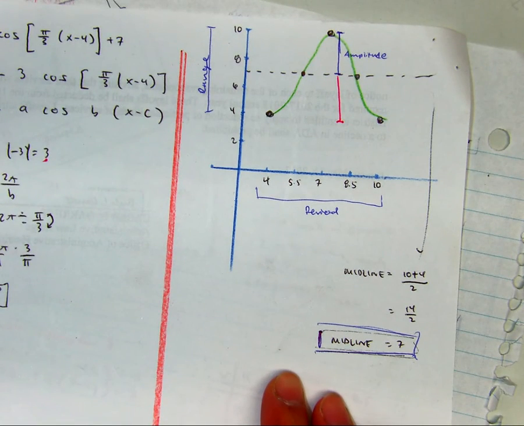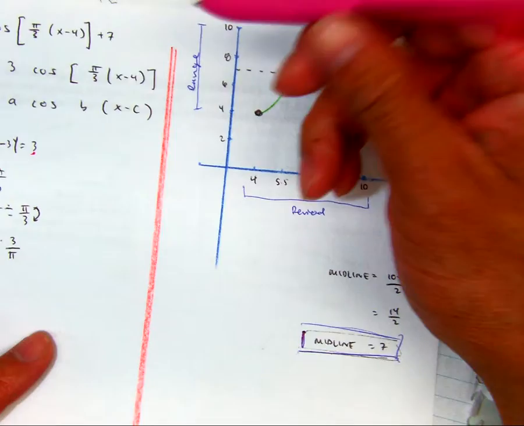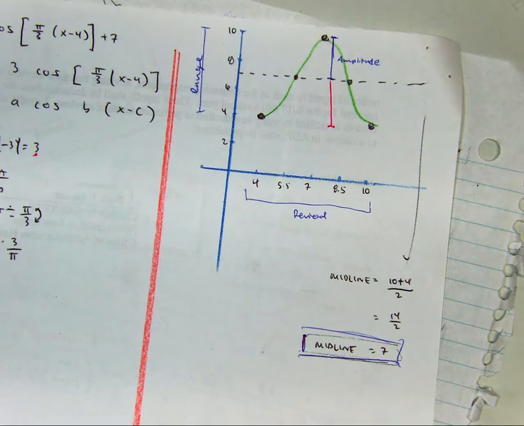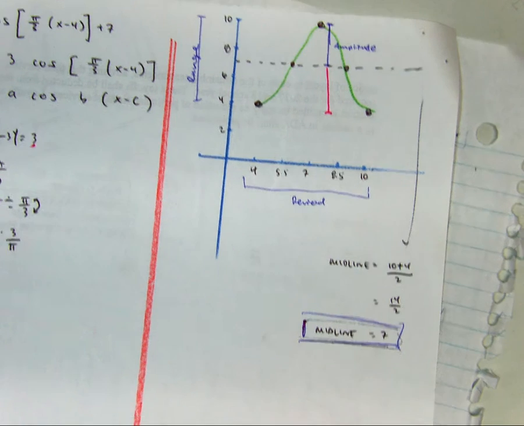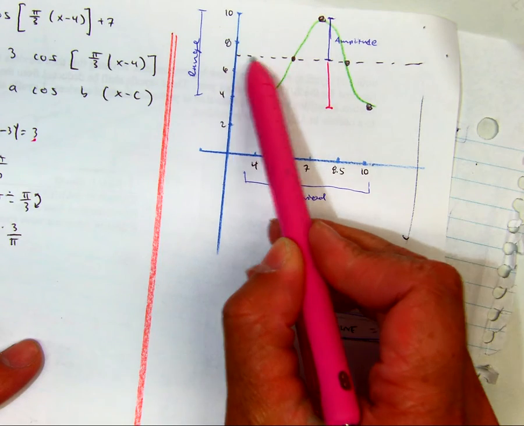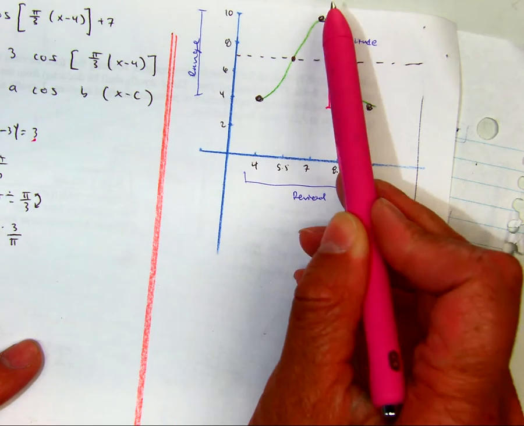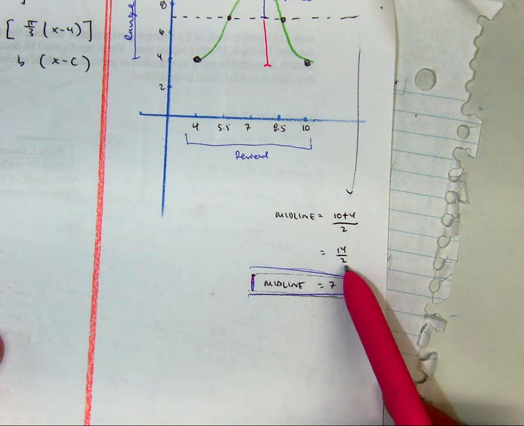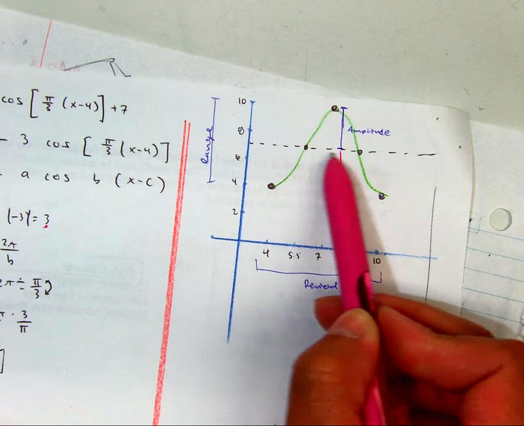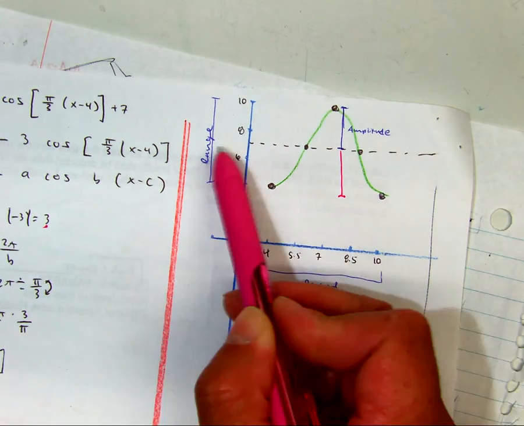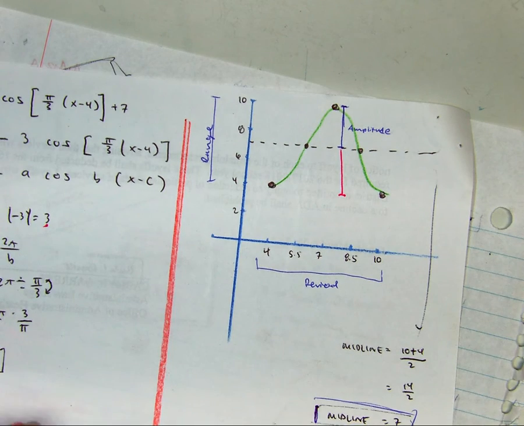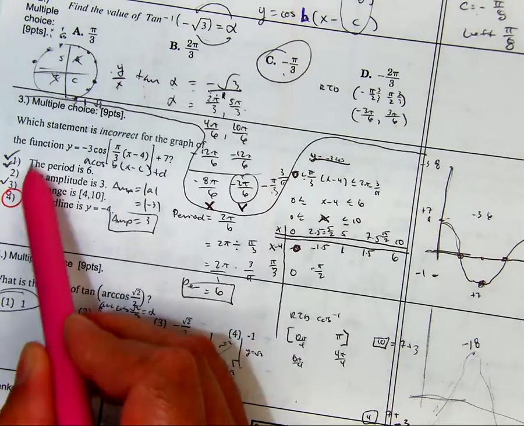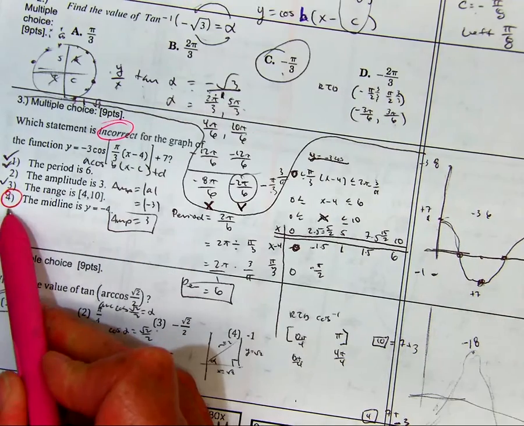Choice 3 says the range. Remember, the range is the y-axis. You're starting at 4, ending at 10. So your range is 4 to 10, which is correct, and D is incorrect. The midline is the midpoint between the maximum and the minimum. So I have 10 plus 4, which is 14, divided by 2 is 7, and you can clearly see that 7 is the midline there, not negative 4. So for question number 3, which one is wrong or incorrect? That's choice 4.